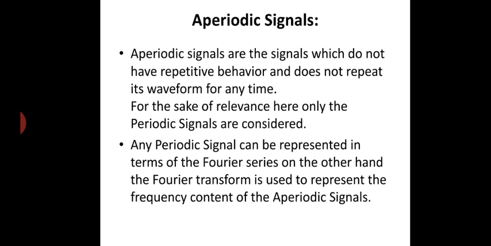On the other hand, the Fourier transform is used to represent the frequency content of aperiodic signals. So the Fourier transform is studied to represent the frequency content of an aperiodic signal, and the Fourier series is studied to represent a periodic signal.